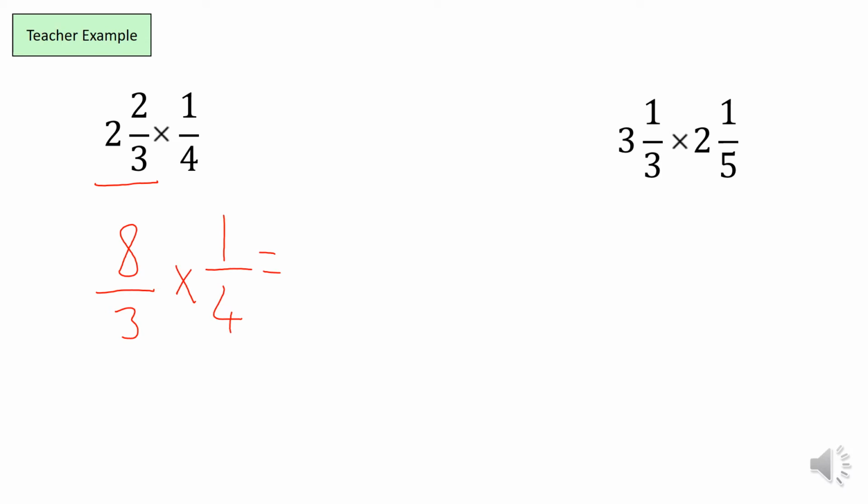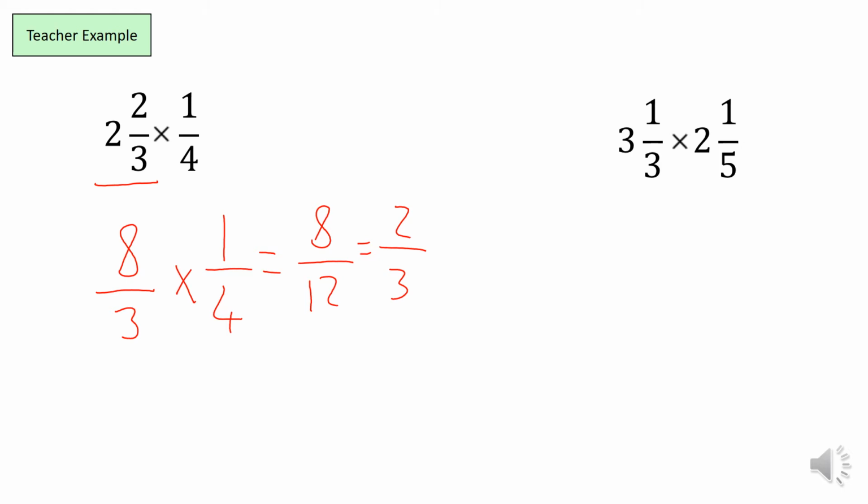Now, when we multiply fractions, all we need to do is just multiply the top and then multiply the bottom. So 8 multiplied by 1 is 8, and 3 multiplied by 4 is 12. What can I do to my answer? Hopefully you can identify that we can simplify our answer by finding the highest common factor. The highest common factor of 8 and 12 is 4. How many 4s go into 8? 2. How many 4s go into 12? 3. Using that example, can you please have a go at the second question and pause the video?